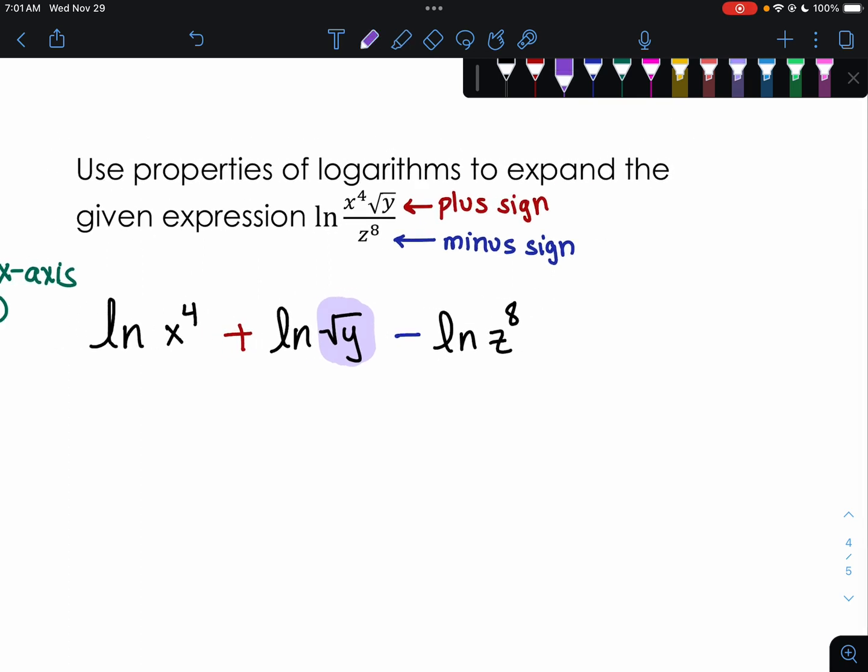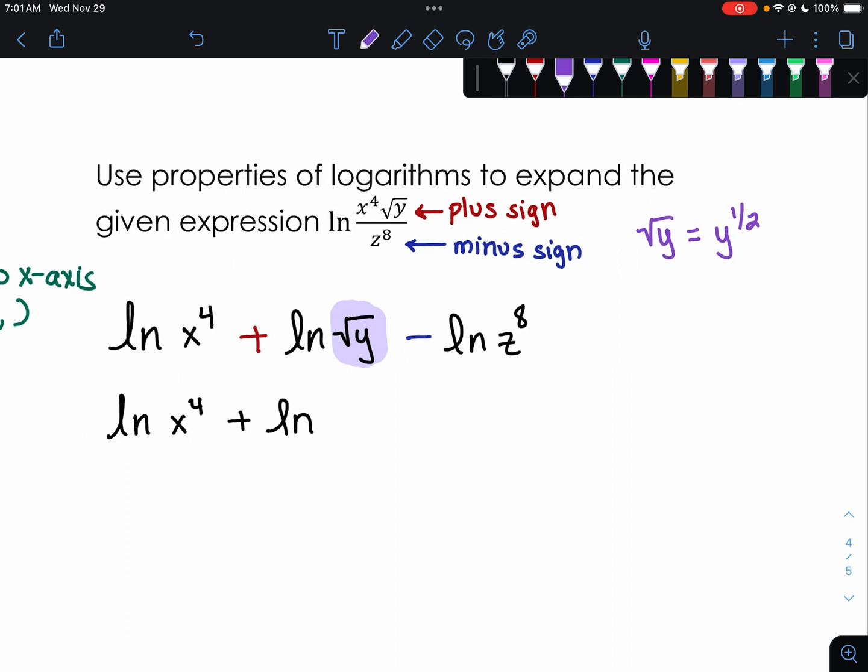The next thing I need to focus on is this right here, this square root of y. So we need to remember that the square root of y can also be written as y to the 1/2 power. So that's what we're going to do for this, is we're going to rewrite it, and instead of saying the square root of y, we're going to change it to y to the 1/2 power. And then I have everything else staying the same.